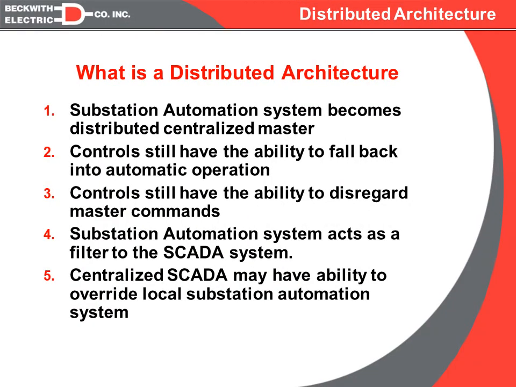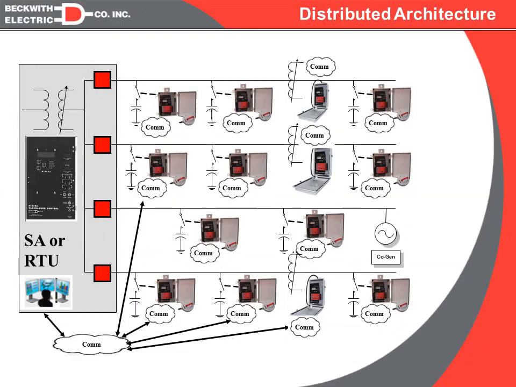Our next type of architecture is the distributed architecture. This architecture is going to be very similar to the centralized, only instead of having one central location, typically at your SCADA master or your DMS, we're going to have many locations, and they will typically be substations.